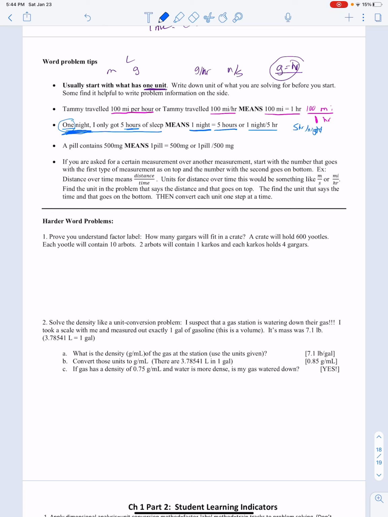Here's another one. A pill contains 500 milligrams. That means 1 pill, see, we put it in a number context, or 1 pill per 500, or 500 milligrams per 1 pill.